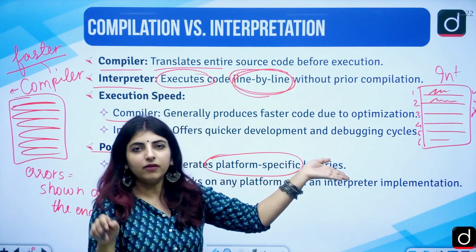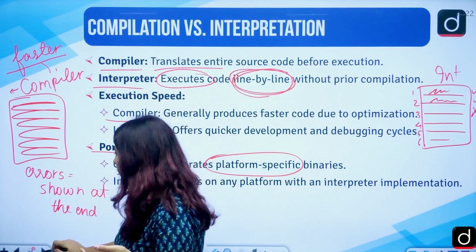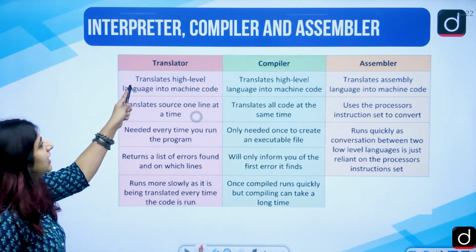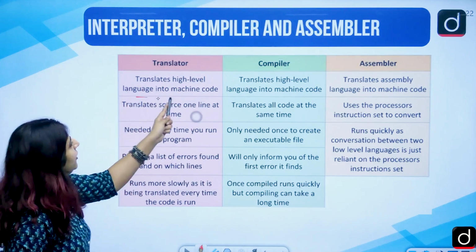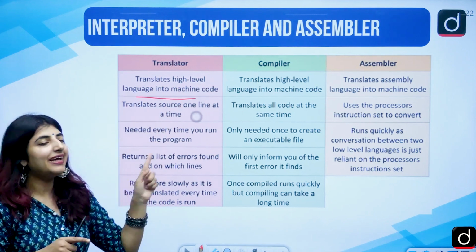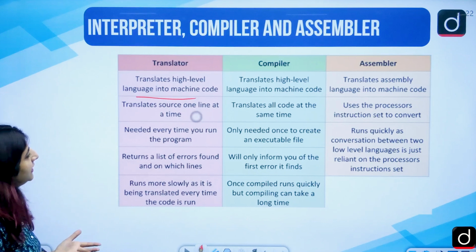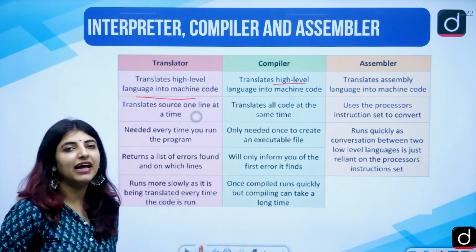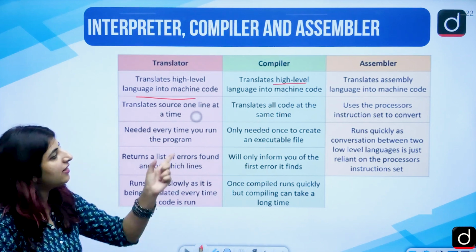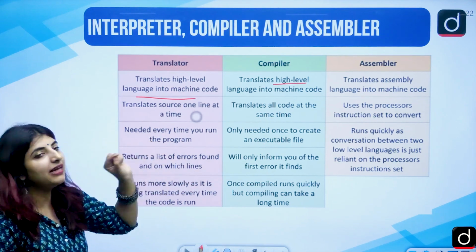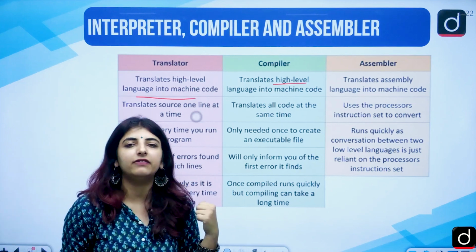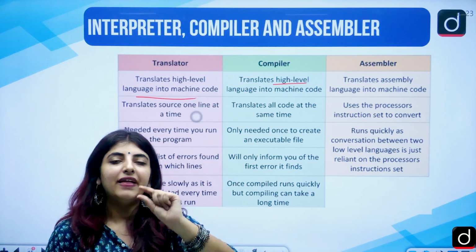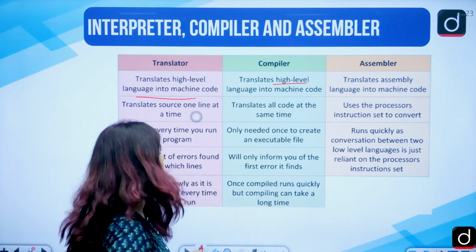Here in the interpreter, you will have to go one by one. So, a translator translates high level language into machine code. What are the differences between a compiler and an assembler? In a compiler, the translation of high level language into machine level language is done, whereas in an assembler, assembly language into machine code, we have already covered that. As the name suggests, assembly language is converted into machine code, that is zeros and ones.